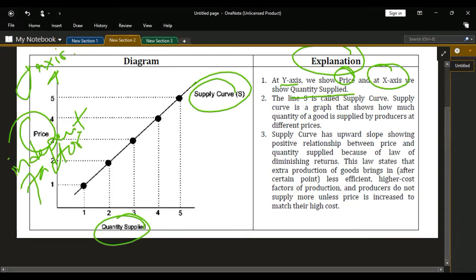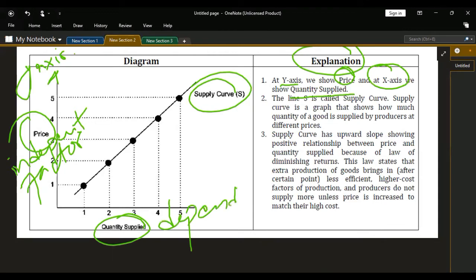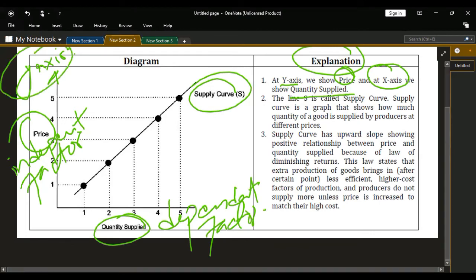Whose increase and decrease will affect the dependent factor, which is quantity supplied. Therefore, the independent factor is always taken on the y-axis and the dependent factor is taken on the x-axis.